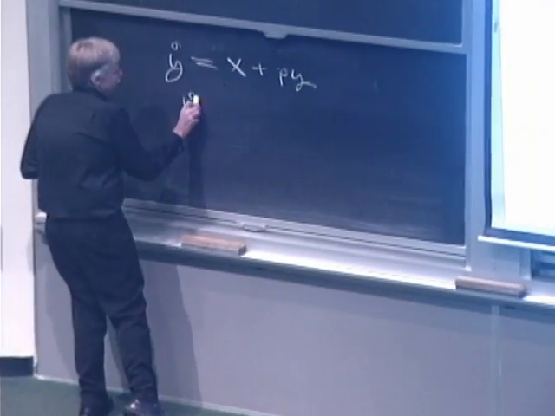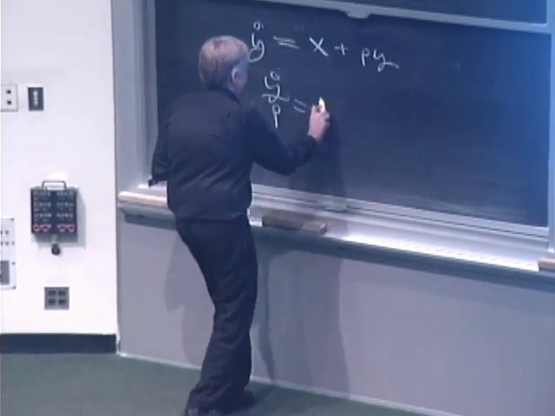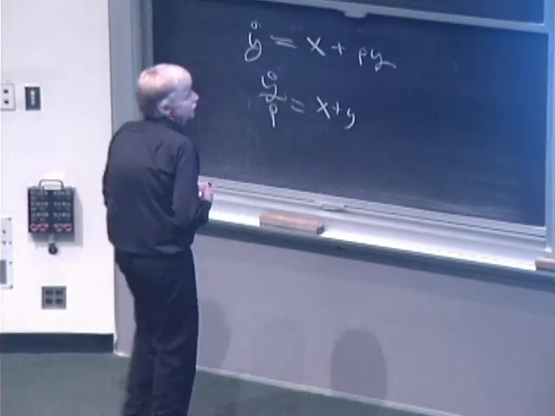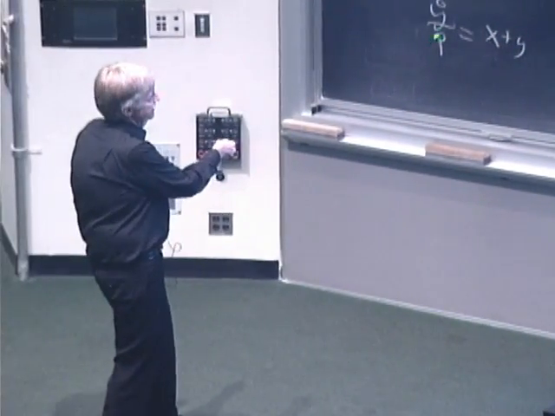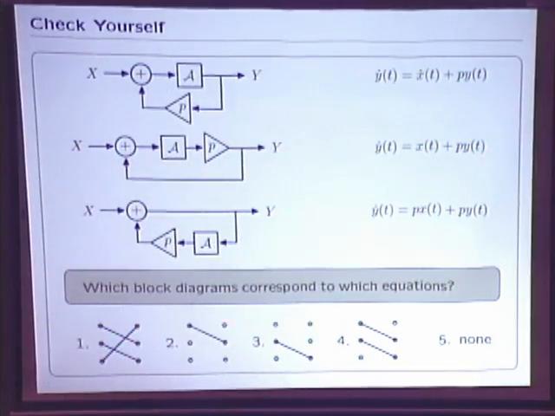Y dot over P, exactly. So that one's going to be Y dot over P, and that's going to have to be the same as X plus Y. So if you cleared the fraction here, you would find that Y dot is PX plus PY, so there's a correspondence that way. Right? And you can do the same sort of thing down here. It looks a little bit different.